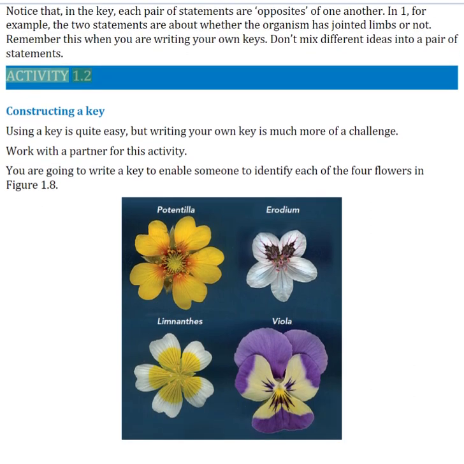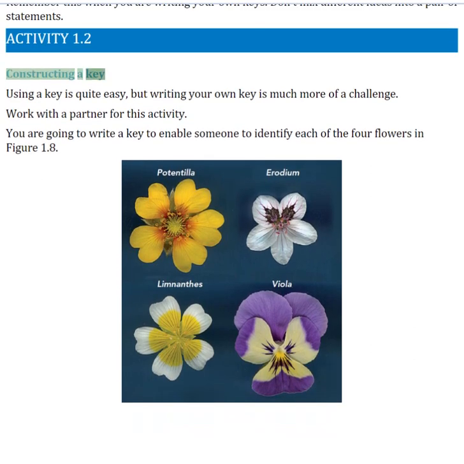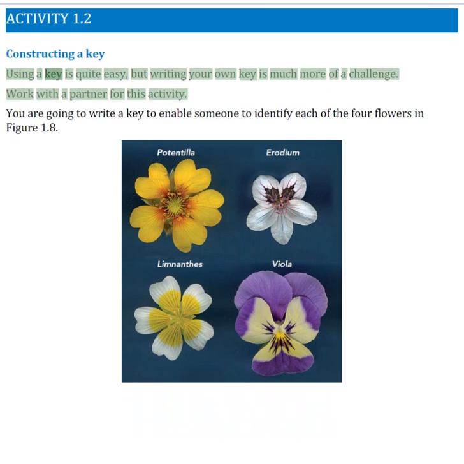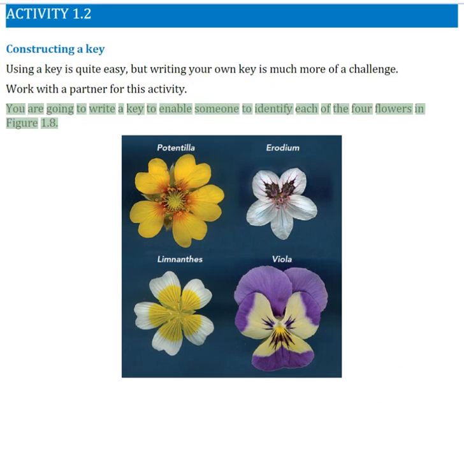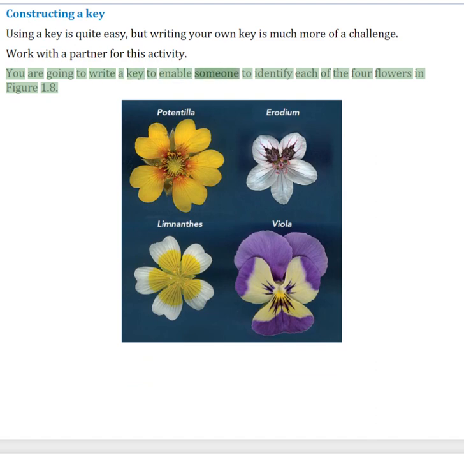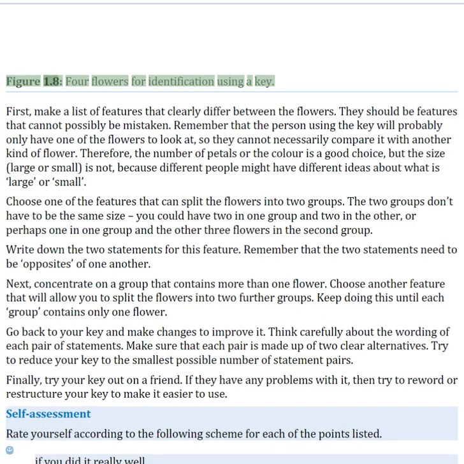Activity 1.2. Constructing a key. Using a key is quite easy, but writing your own key is much more of a challenge. Work with a partner for this activity. You are going to write a key to enable someone to identify each of the 4 flowers in Figure 1.8. Figure 1.8. 4 flowers for identification using a key.